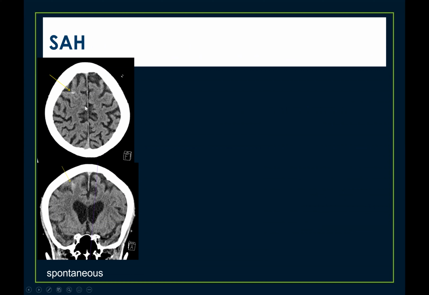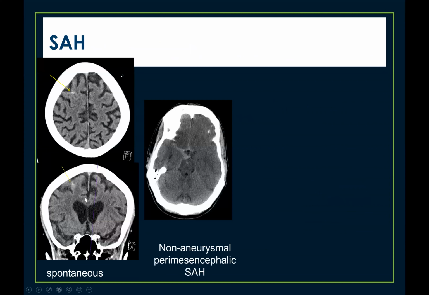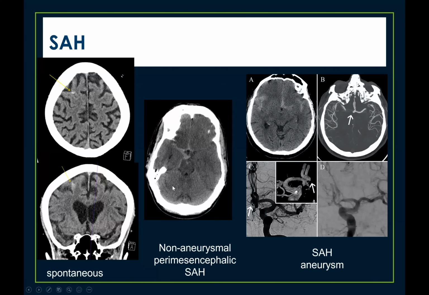CT may also help us with the setting for the subarachnoid hemorrhage. Usually we would like to have a history of trauma, but it may be spontaneous and may be related to blood thinners. Perimesencephalic subarachnoid hemorrhage without an aneurysm is a different entity, with blood in the interpeduncular cistern, but we still have to rule out the presence of an aneurysm. If there is accumulation of blood suggestive of an aneurysm, we can go ahead and do a CT angiogram, and it's readily detected.